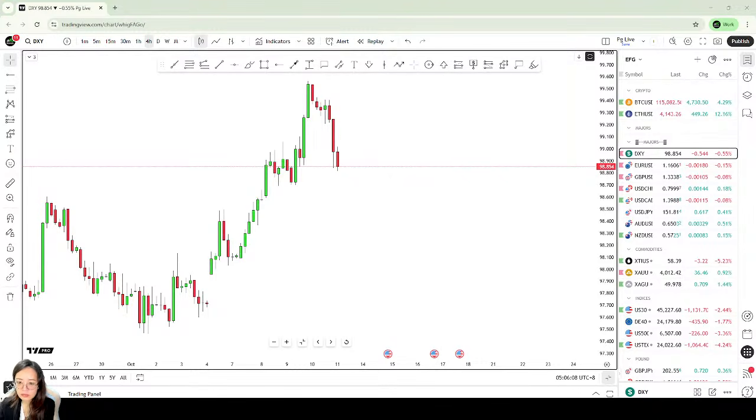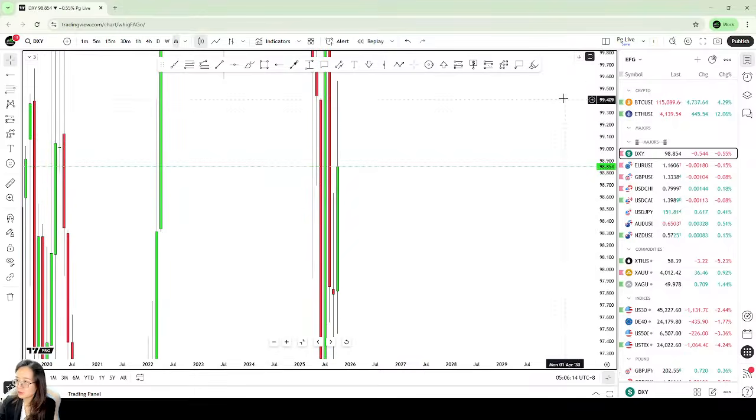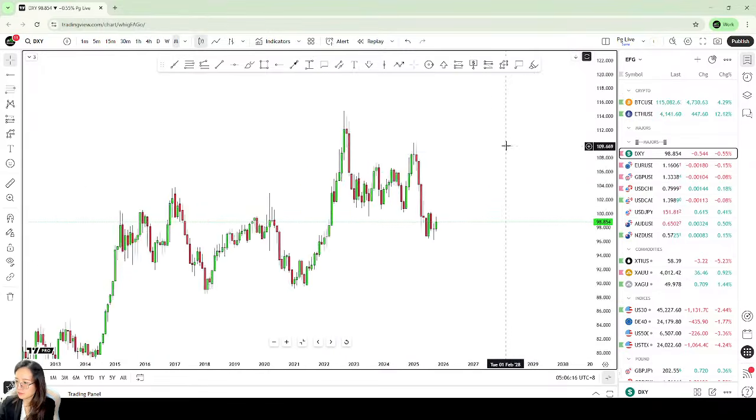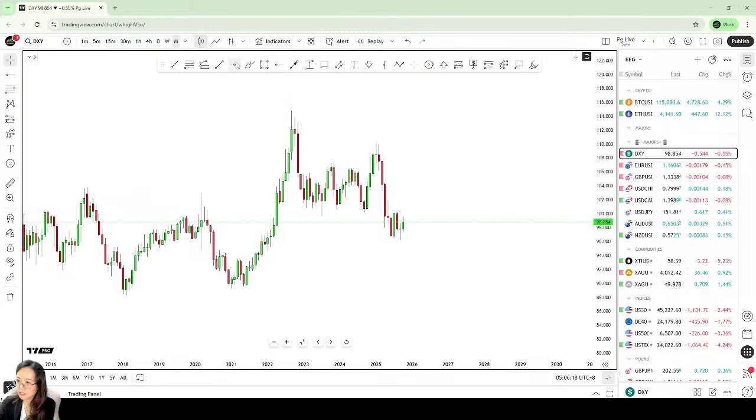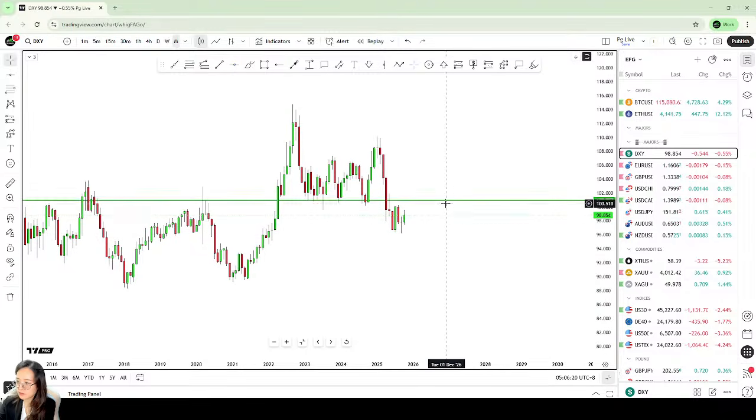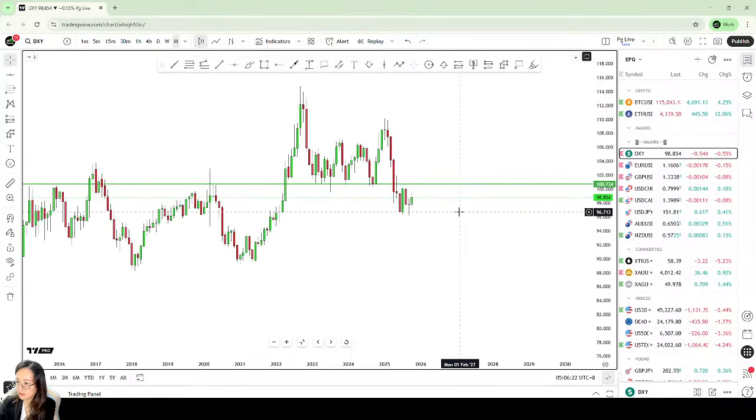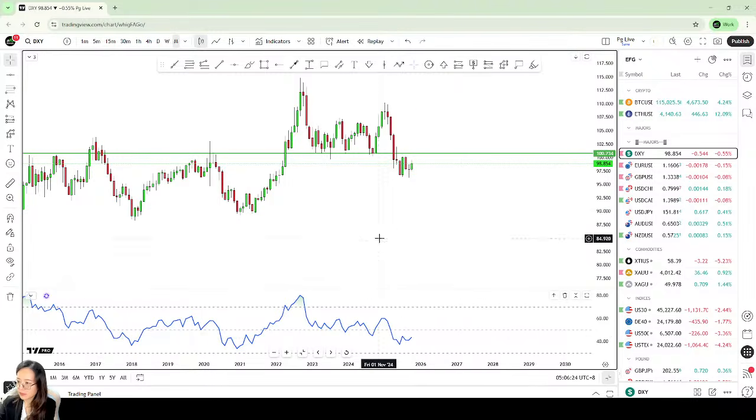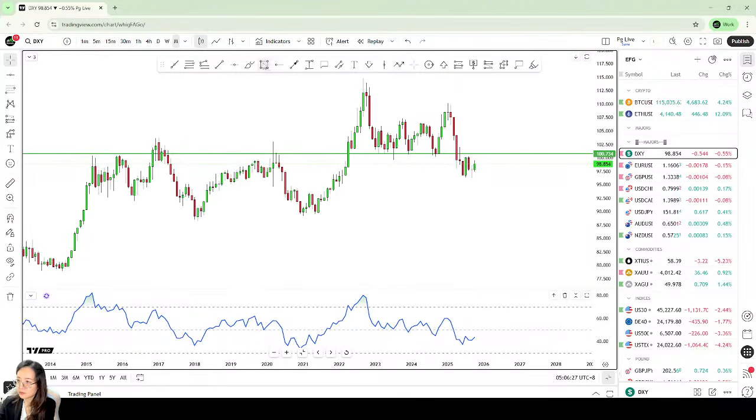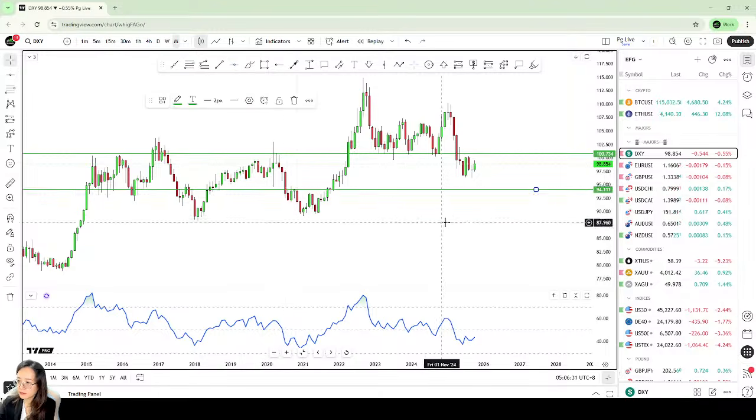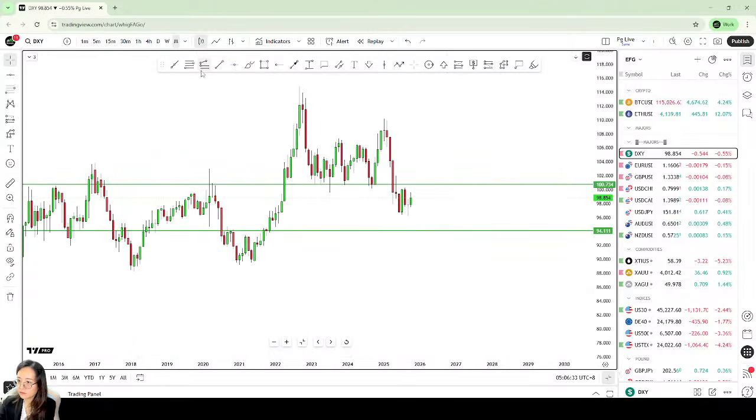Okay, shall we just do the DXY first, and I'm gonna do AUD and GBP. I'm gonna look at a higher time frame. The momentum from here, I'm still saying bearish. I'm gonna say bearish move, and this is gonna be the support level.